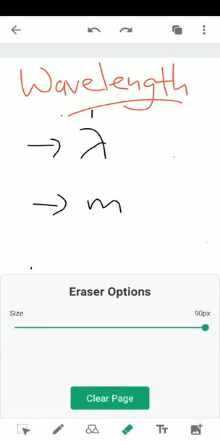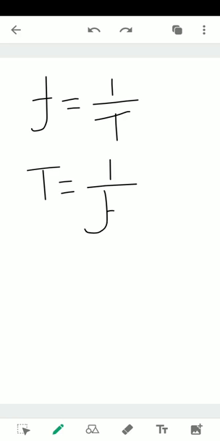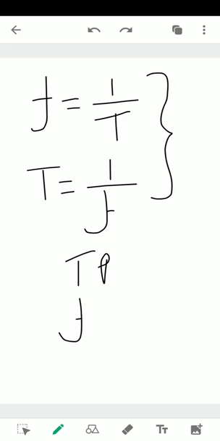Before I conclude this video, let us try to understand the relation between time period and frequency. As I have told you, frequency is nothing but the number of vibrations produced by a particle in 1 second. So it is nothing but 1 by T. So frequency is inversely proportional to time period, and also T will be equal to 1 by f. This is the relation between time period and frequency.